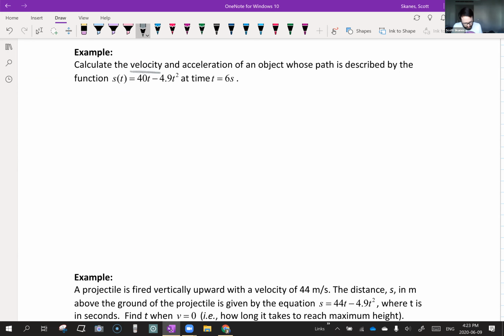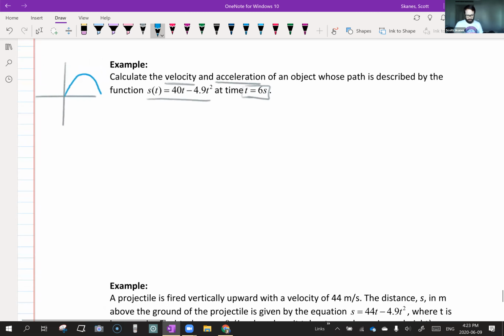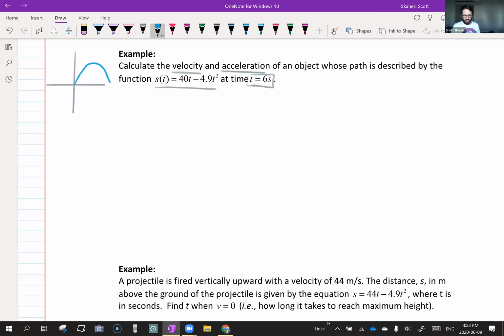Calculate the velocity and the acceleration of an object whose path is described by this function when time is 6. Okay, so let me make a little sketch. This is actually a parabola. It's projectile motion. It looks like this. We want the velocity and the acceleration of this object when time is 6. If you did this a long method in physics, it would take a lot longer. The velocity is not negative 104.06. Let's see why.